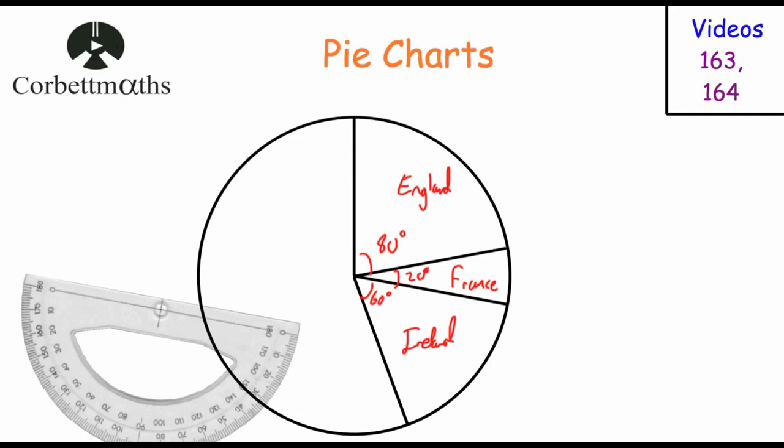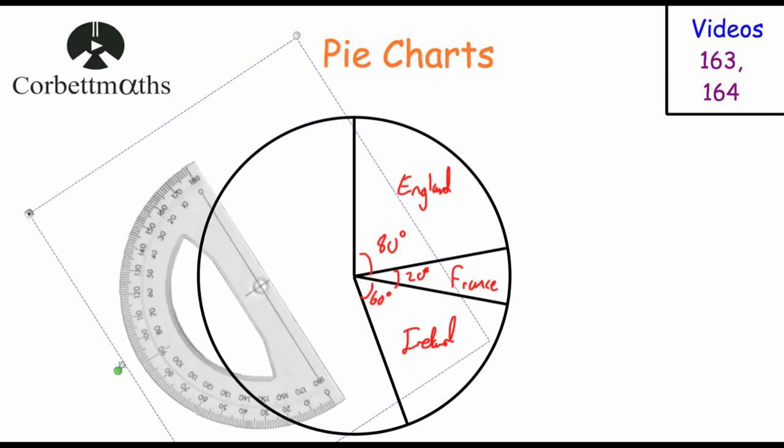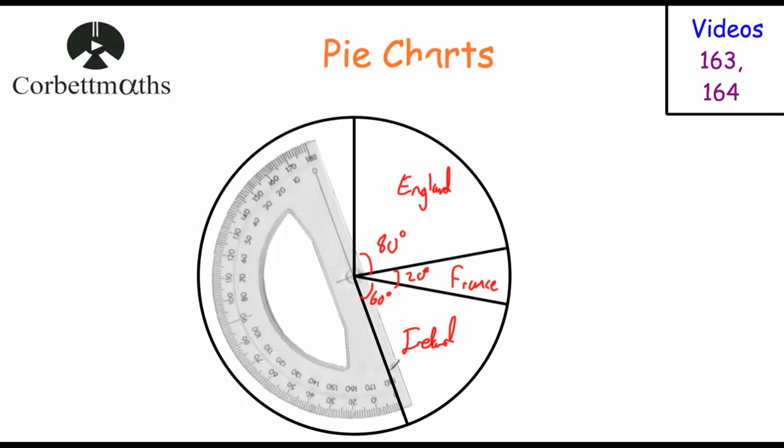Next was the Scottish fans, so that was 100 degrees. So again, take our protractor and rotate it so that the zero is on that new line, like so. So start off at zero and we're going to go around to 100 degrees. So we're going to start on the outside, go around 10, 20, all the way around to 80, 90, and 100. So remember, we are dealing with the outside numbers here, so don't look at the inside 100. We're going zero all the way around to 100 there.